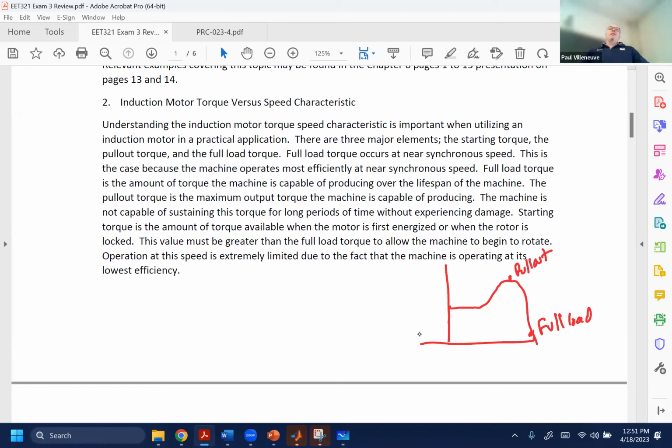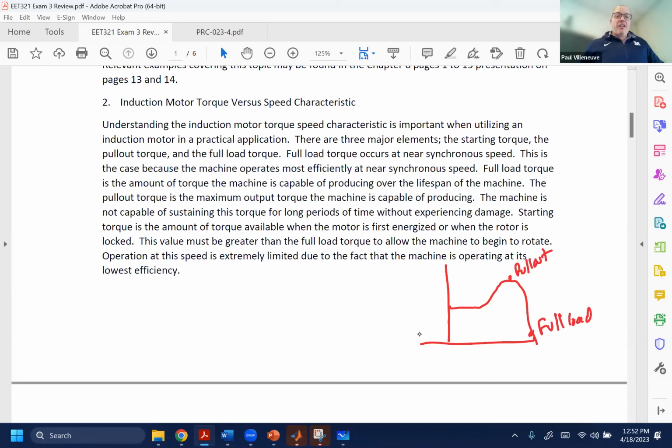It's well above the full load value, and that's okay, because we want to make sure that our motor can start up and get up to speed, whatever mechanical thing is connected to it. If our full load torque was greater than our pull-out torque, then we'd have a motor stall condition, right? So we don't want that. What we want is our pull-out torque to be much, much higher than our full load torque.